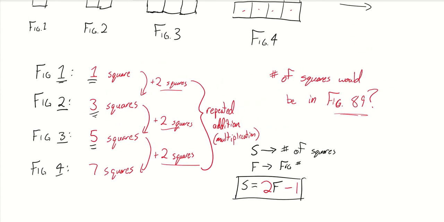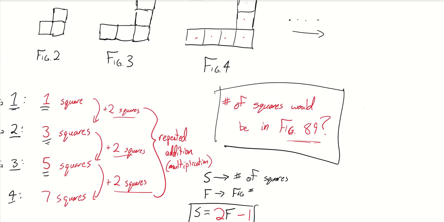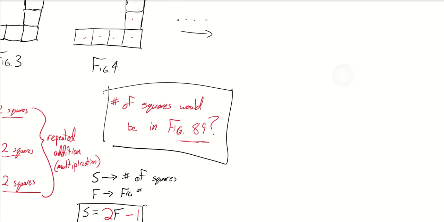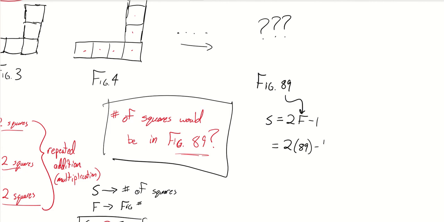Why is this useful? Because this question that we were given, what is the number of squares that would be in figure number 89? Well, we can now use this equation, this relation that we have created, to predict how many squares would be in figure number 89. So if we kept on going and going, so let's say we have figure 89, how many squares would be here? Well, let's try it out. S equals 2 times the figure number minus 1. So for figure number 89, we'll just take 2 and multiply it by 89, subtract 1.